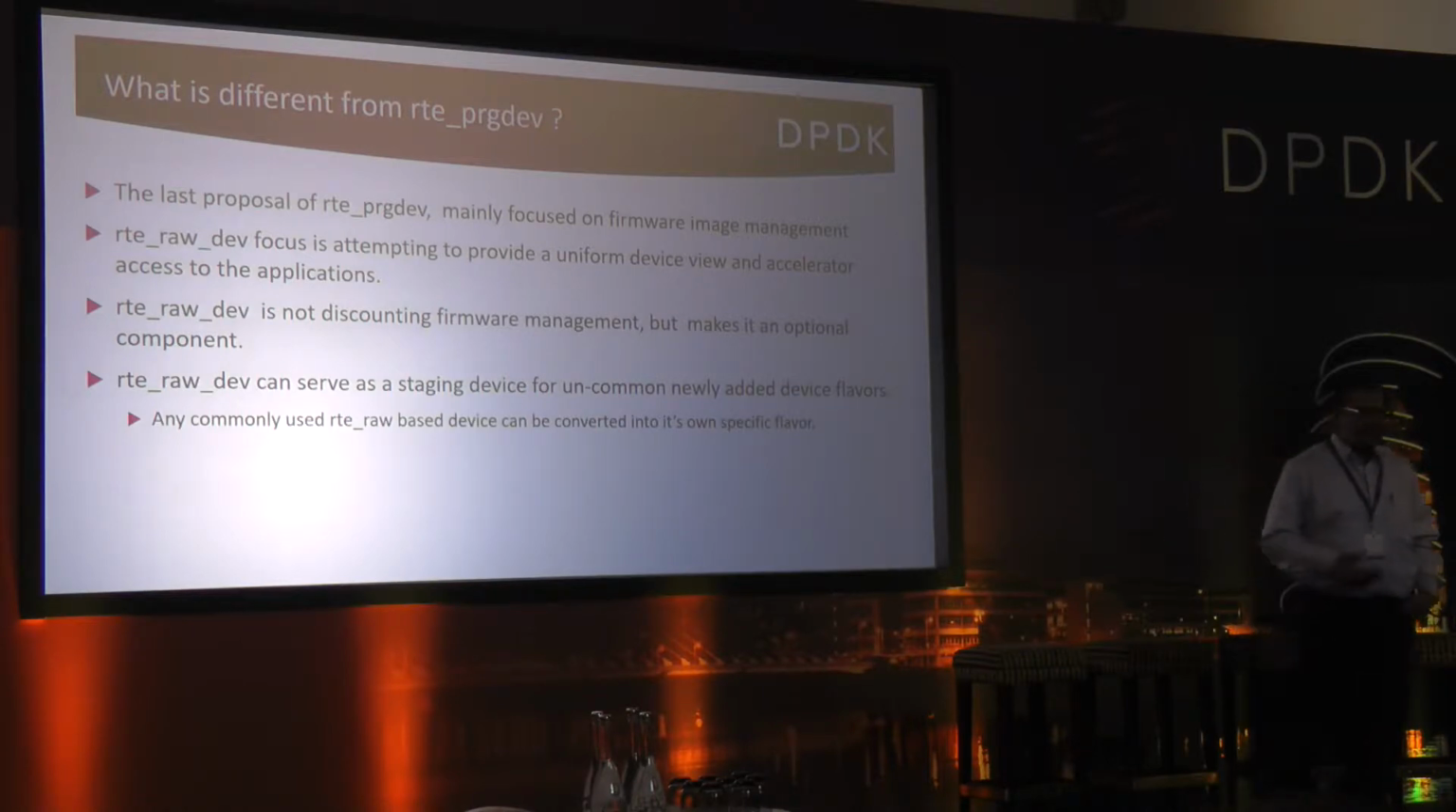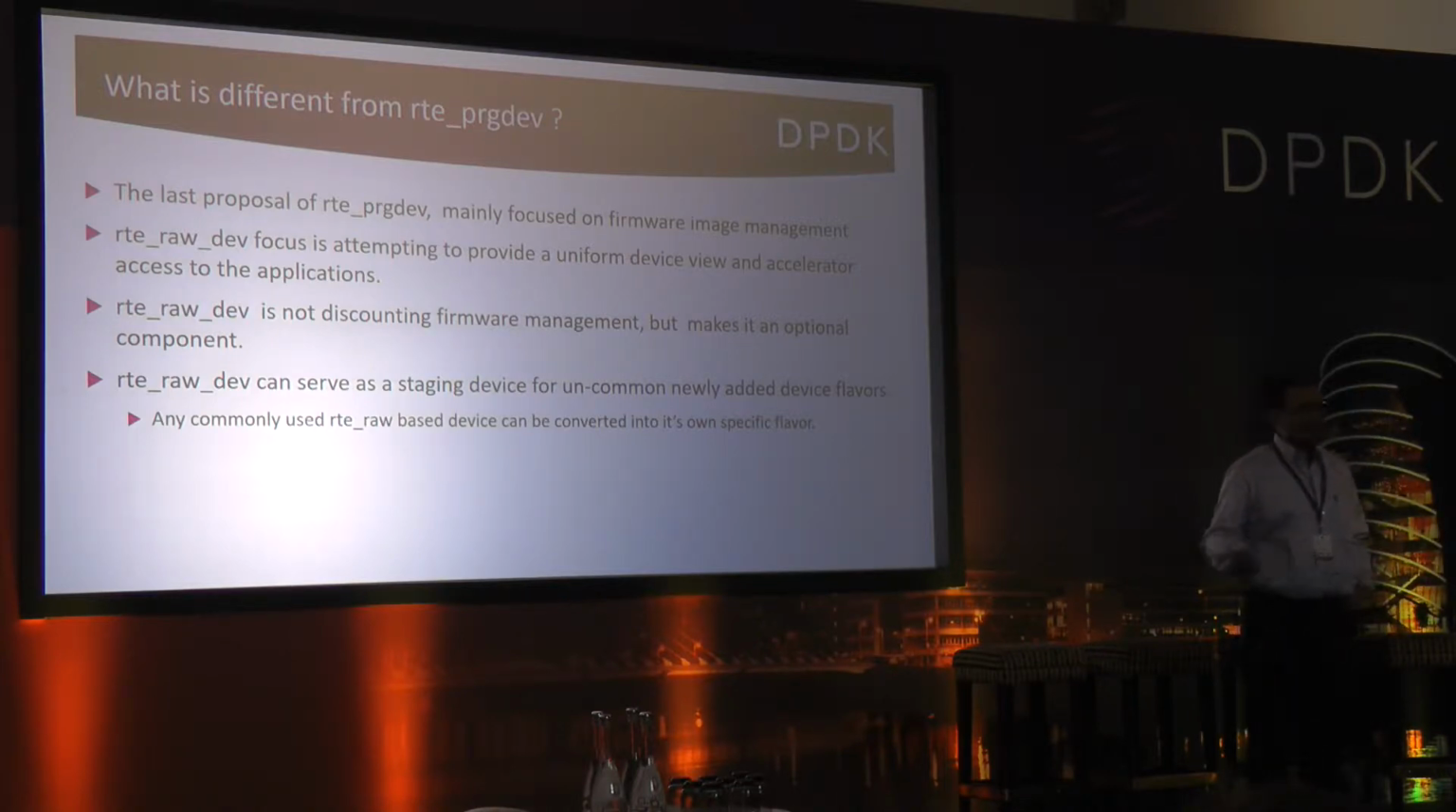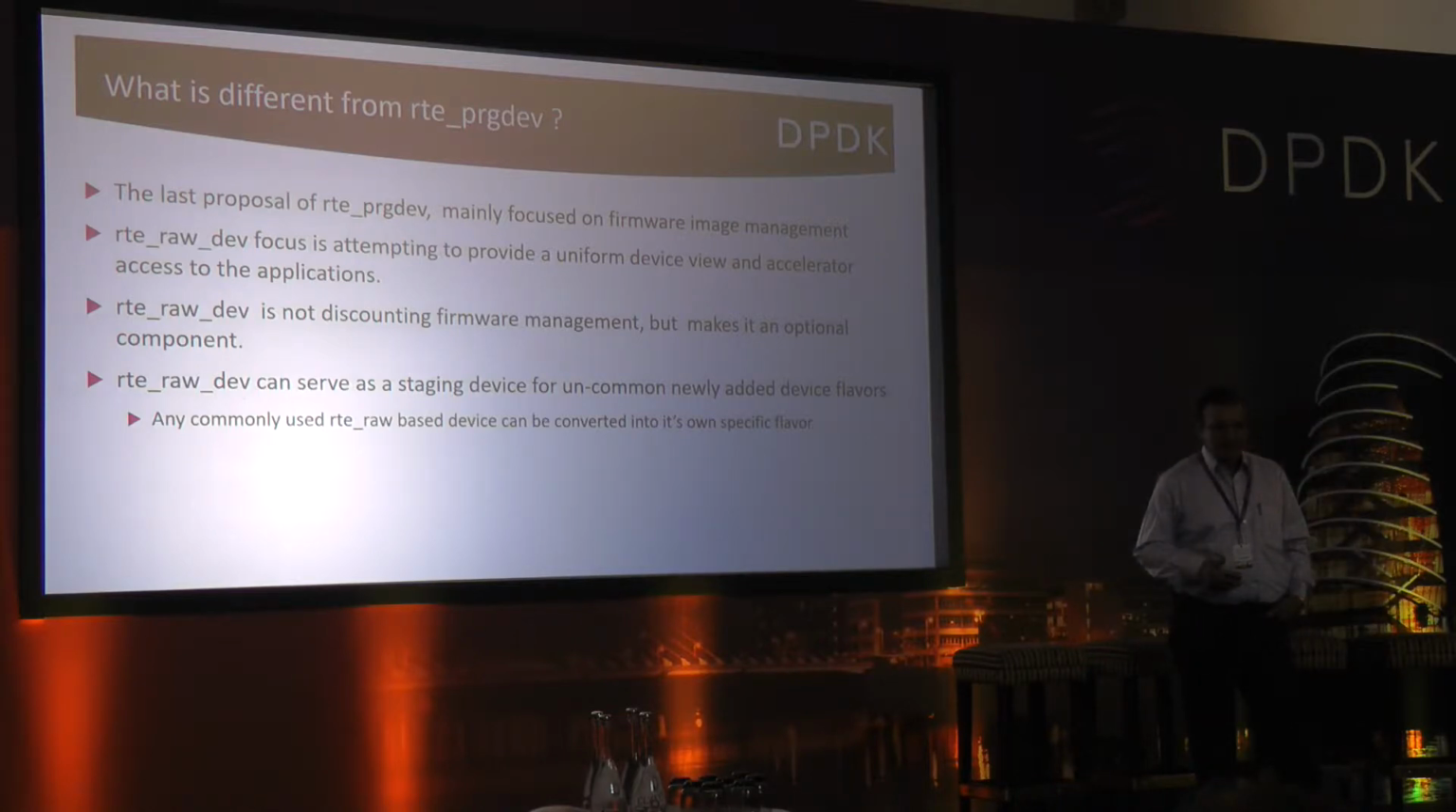So another question can come. There was a model earlier proposed in the DPDK mailing list, programmable devices. What are we doing differently? The last proposal for the PRG dev was largely focused on firmware image management. In the raw device, we are just trying to provide a uniform device view and accelerator access to the applications. The raw device is not discounting firmware management, but makes it an optional component. Not all accelerators need firmware management.